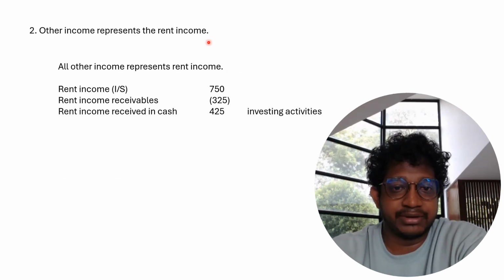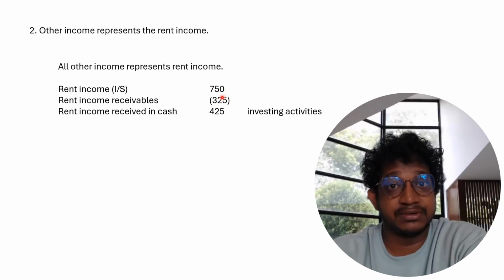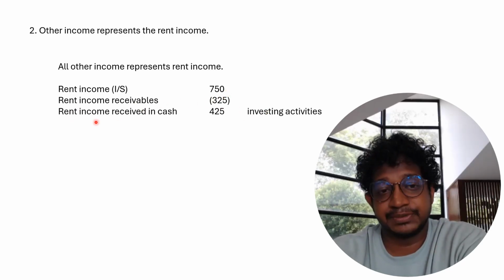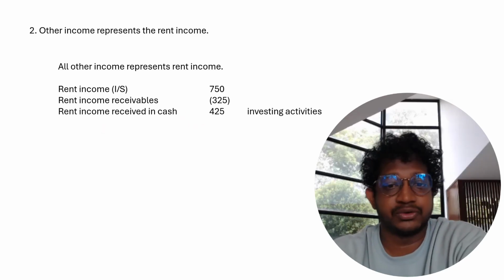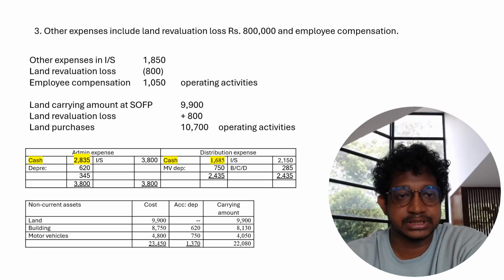Other income represents the rent income. So all other income represents rent income. Rent income in the income statement is given as 750. From that, rent income receivables are 325, which means rent income received in cash is 425, in investing activities.